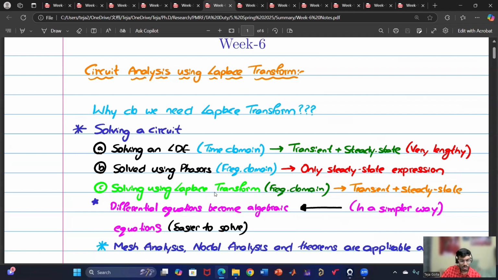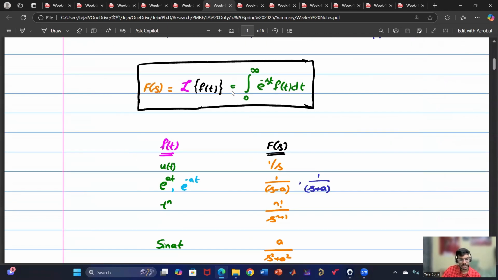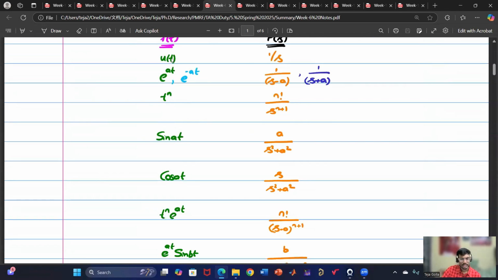So for that, we use Laplace transform because it converts the differential equations into algebraic equations, then it becomes simpler to solve. And it has the information of transient and steady state. And all the mesh analysis, nodal analysis, everything can be applied easily. So we have first discussed what a Laplace transform is, and then we have seen what the standard expressions are that you need to remember to make your life easy. Whenever we are dealing with Laplace transform, Fourier transform, these are the standard results that you have to remember.